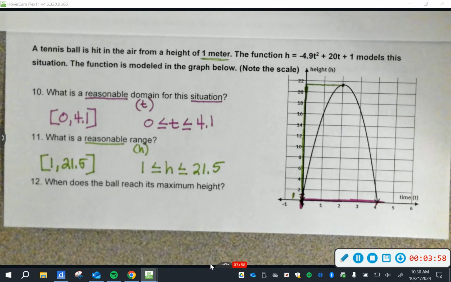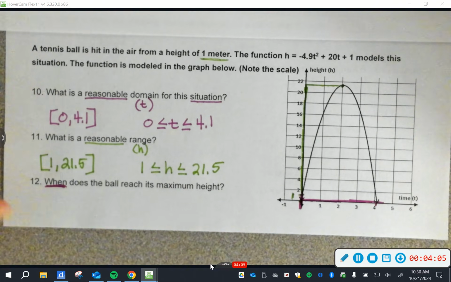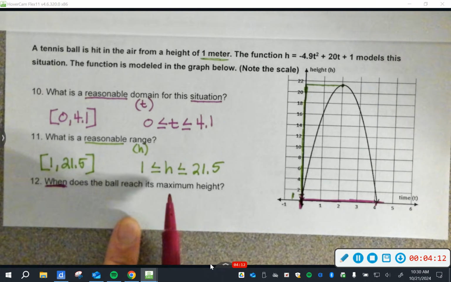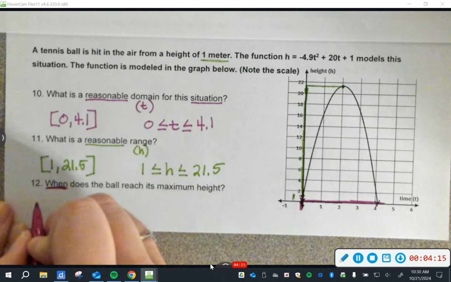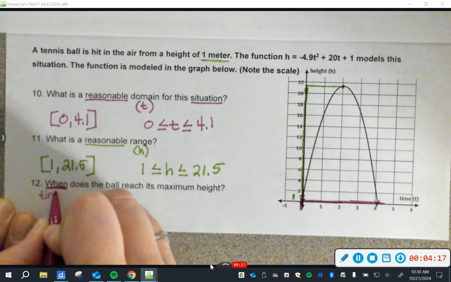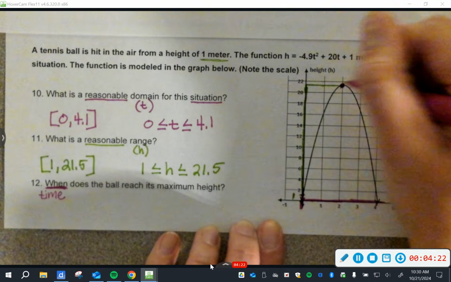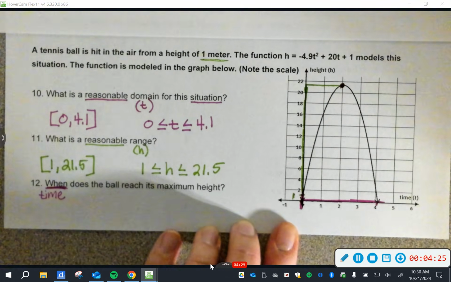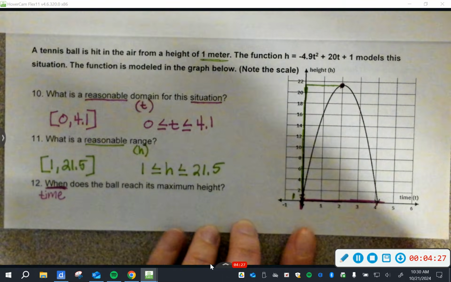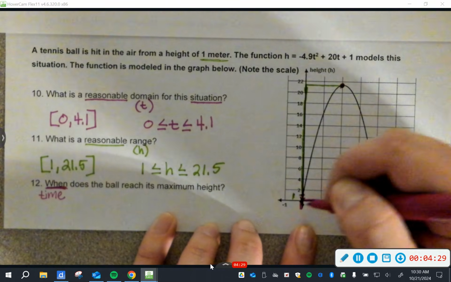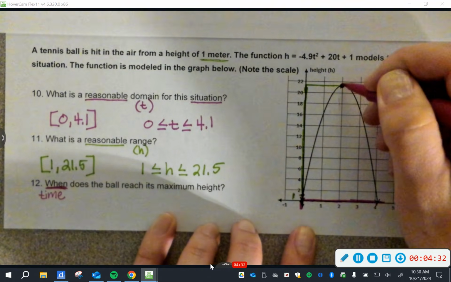Okay, and last question, number 12. When does the ball reach its maximum height? When? Okay, so I have to know, what is this asking me? It's not asking me what the maximum height is. It's asking me when. When means time, right? So if the vertex is my maximum height, and I want to know when, I'm looking for the time. So what is the time when it reaches its maximum height?